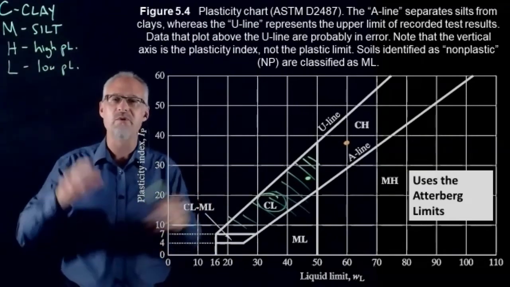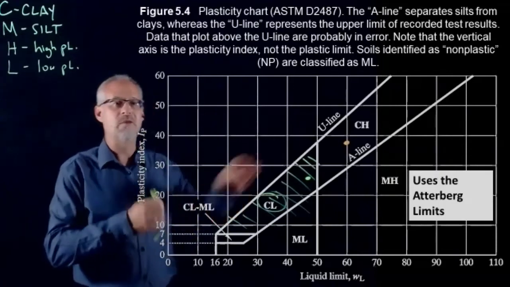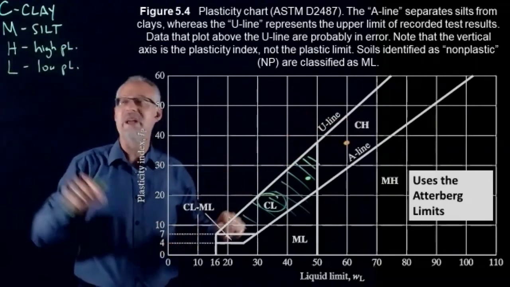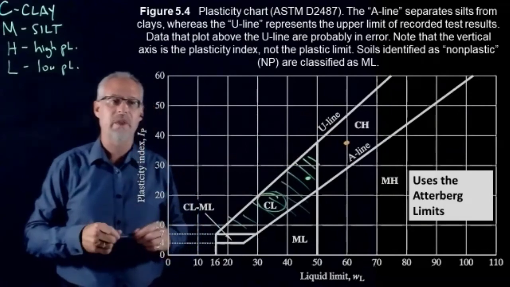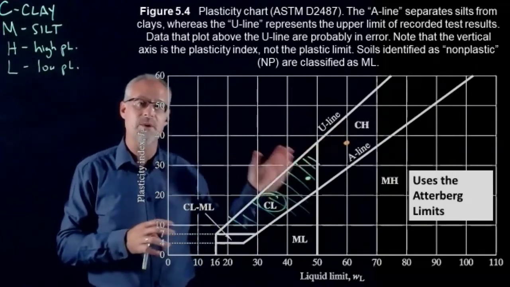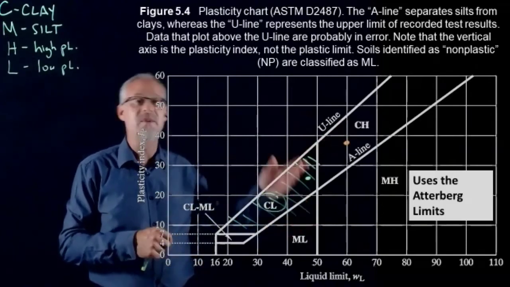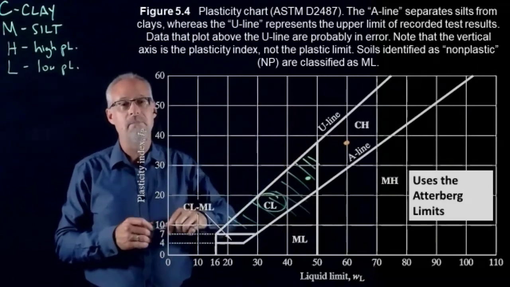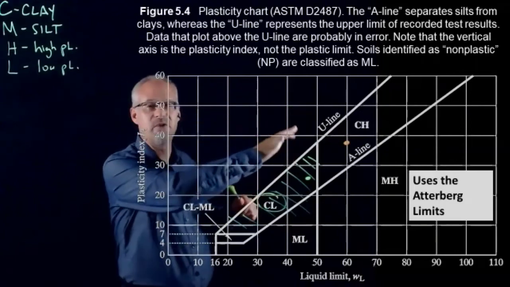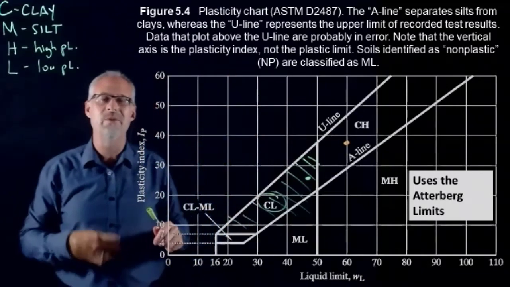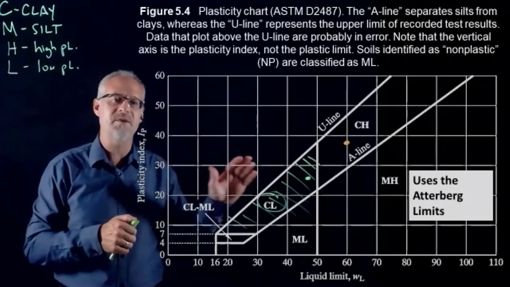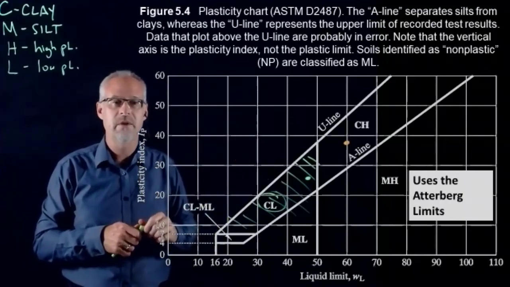So if you look at this, a CH is a high plasticity clay, and an MH is a high plasticity silt, et cetera. On this curve, the A line is the division between silt and clay, C's and M's, and the U line is where we don't observe values above it. If you get a number above the U line, maybe you made a mistake in your lab and you better go back and check it, because properly done tests do not plot above the U line.